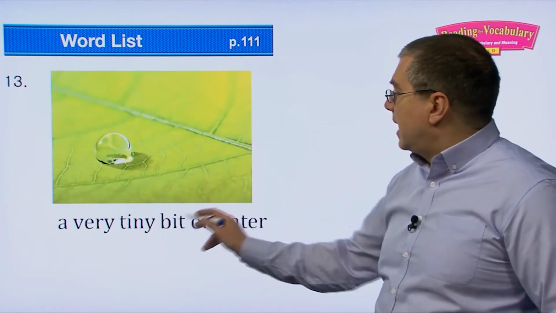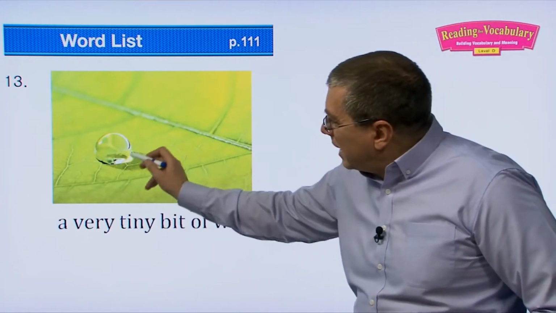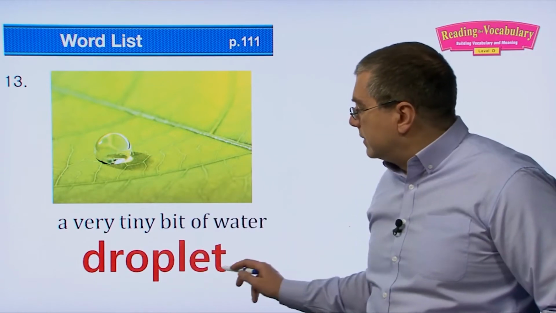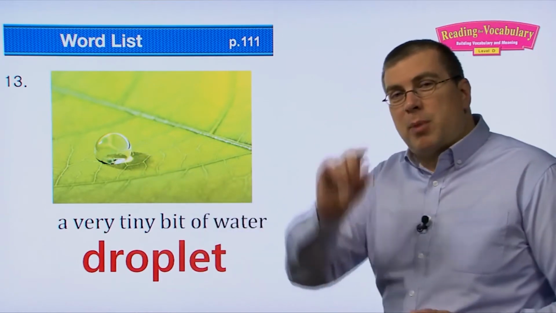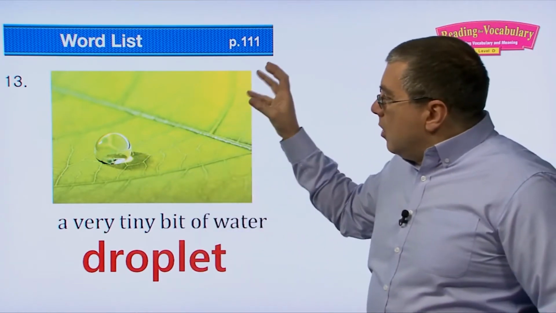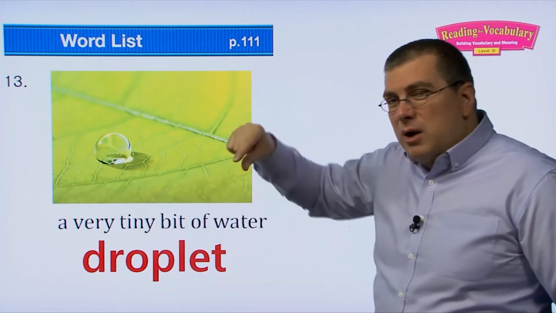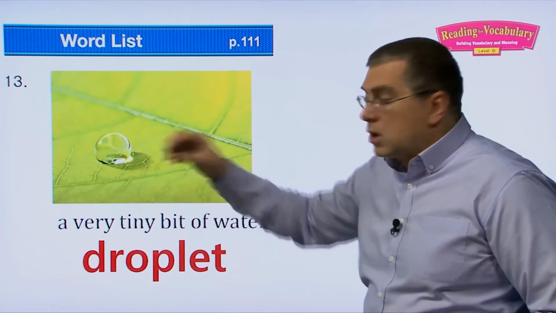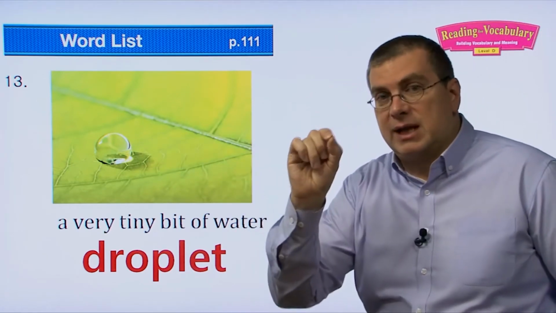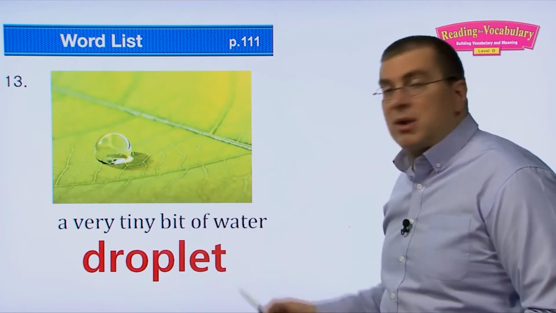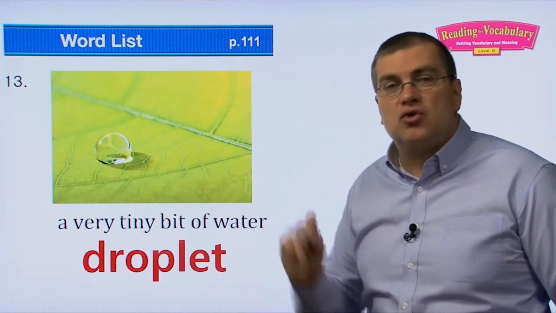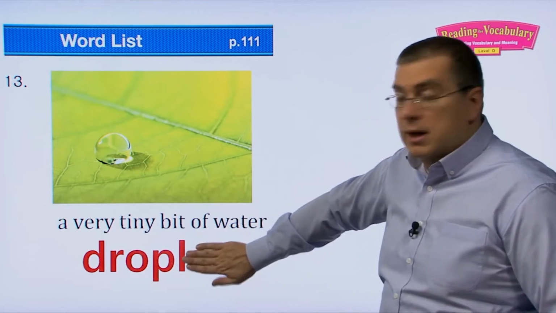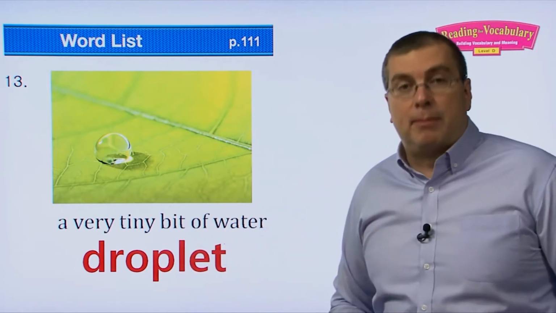Next one, a very tiny bit of water. So a very tiny bit of water, what do we call that? We call it a droplet. A droplet, it's like a little ball of water, right? When we just drop a little bit of water on something, or when it rains just lightly, not a lot, the water will collect in little drops, and we call them droplets. There's one droplet, two droplets. You could also, of course, just say a drop of water, but sometimes people will say droplet.